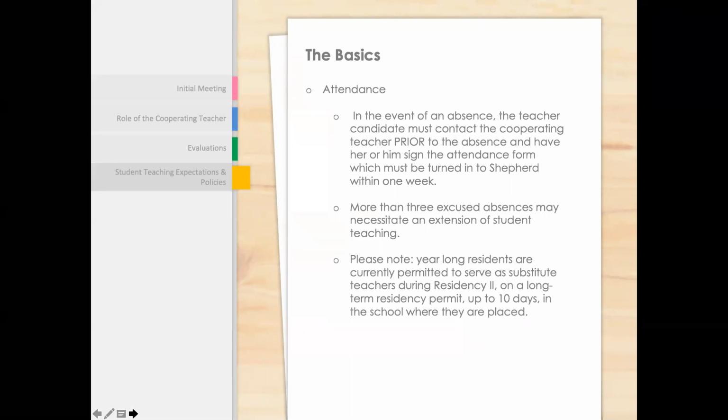Note that current state policy permits year-long residents to substitute only during Residency 2 on the proper permit for up to 10 days per month in the school where they are placed. The board office will reach out when residents are on the appropriate permit and cleared to serve as a substitute teacher. Residents must prearrange substitute teaching with you and be willing to substitute teach.